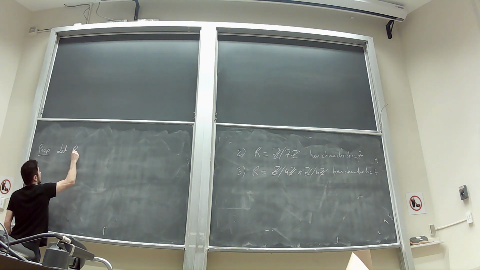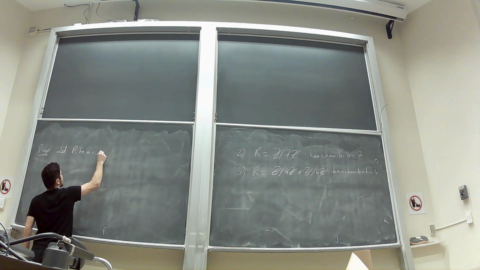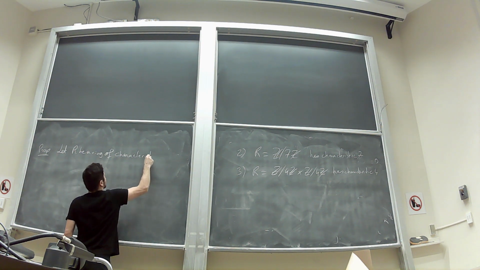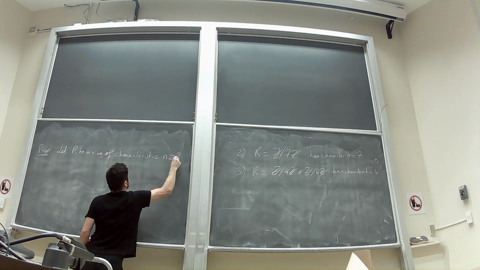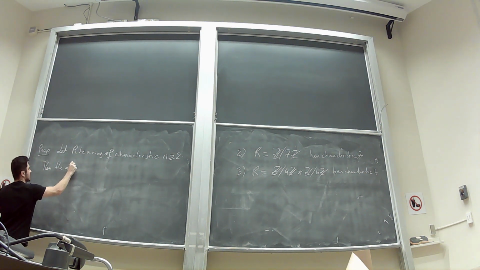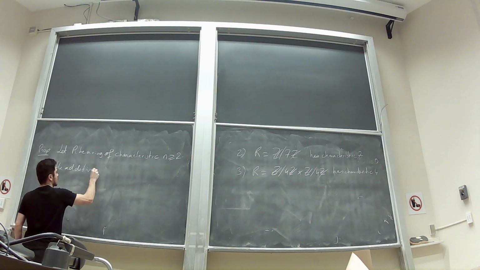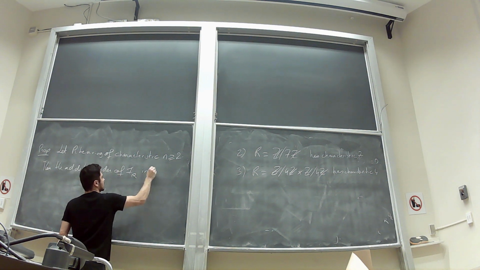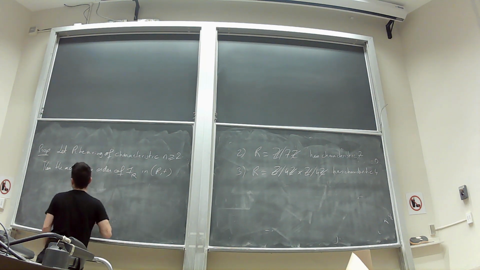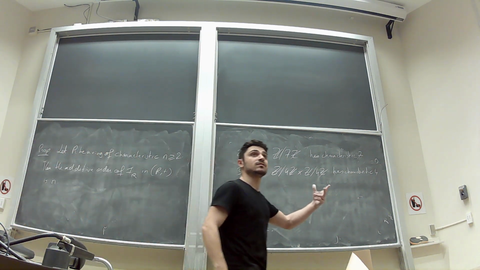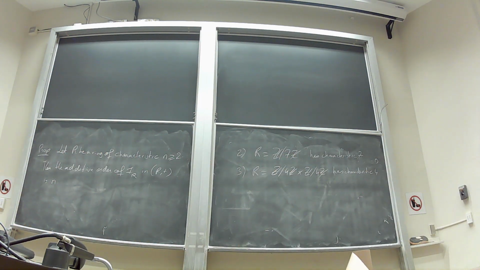Let R be a ring of characteristic n bigger or equal to 2, then the additive order of 1R in R plus is n. This is one way to find the characteristic. You take the identity element for multiplication and you look at its additive order.